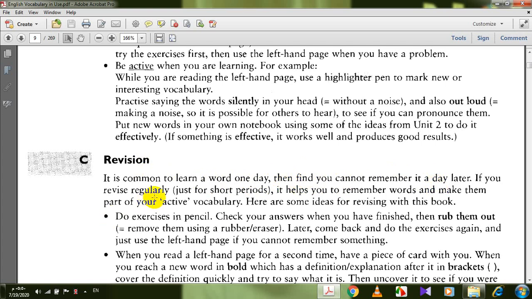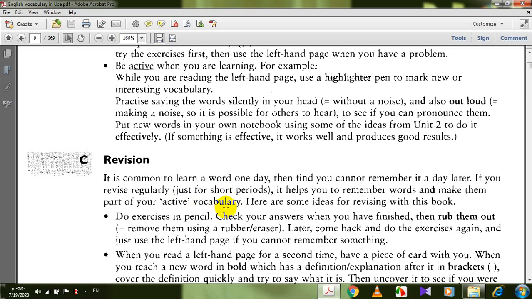If you revise regularly, it means if you study just for short periods of time on a daily basis, it helps you to remember words and make them part of your active vocabulary. So it is very important when you study a new lesson to revise it regularly, on a daily basis, so that it is engraved on your mind. And based upon that, consequently, it becomes part of your active vocabulary. This is very important.